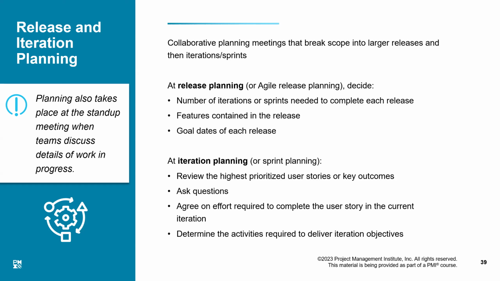So with the start of every iteration, we do a small iteration planning session that is like a mini project of 2 weeks only. So actually, we would be planning at any one point in detail only one iteration. So iteration by iteration, we plan things, we deliver things. Review the highest prioritized user stories and key outcomes, ask questions, agree on the effort required to complete the user story in the current iteration, and determine the activities required to deliver the iteration objective.